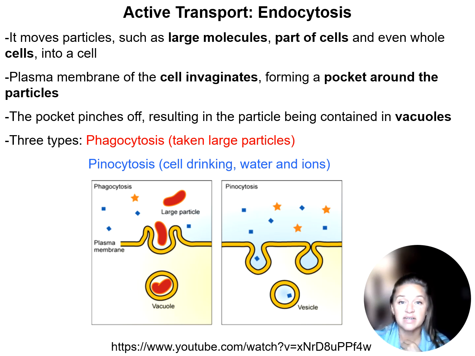Another example of active transport is called endocytosis. Endocytosis is when the cell membrane will kind of grow around something. This is called phagocytosis if it is a large particle, like it's eating. Phago means eating. Or it can be called pinocytosis, which is where it's mostly just taking in water and ions. Pino means drinking. So cell eating or cell drinking.